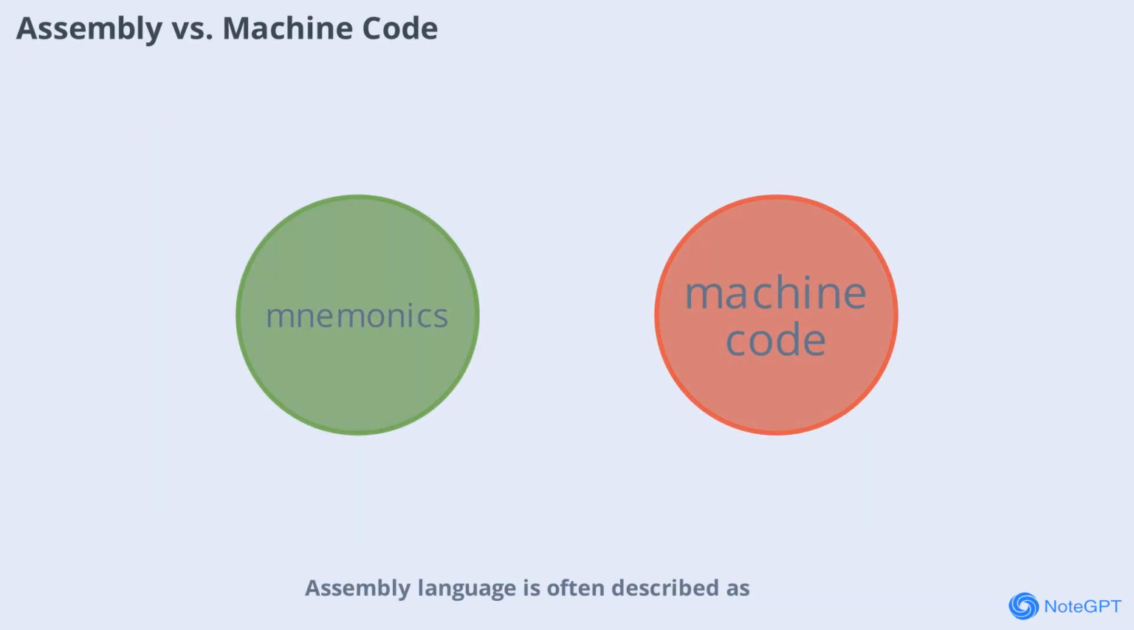Assembly language is often described as a human-readable version of machine code. While machine code consists of binary numbers, assembly uses mnemonics, short, easy-to-remember words like MOV, ADD, or JMP to represent instructions. These mnemonics make it easier for humans to write and understand programs, but they still map directly to the binary instructions executed by the processor. This close relationship is what makes assembly language so powerful for low-level programming.